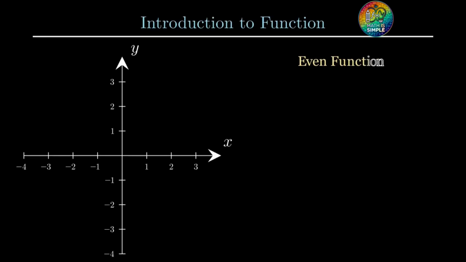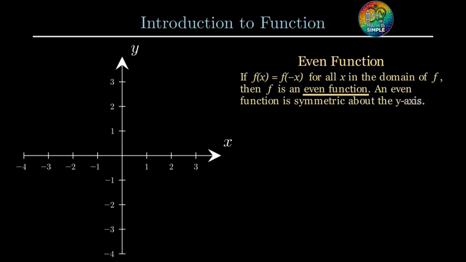Let's explore even functions. Mathematically, a function is considered even if substituting a negative input gives you the exact same output as the positive input, meaning f of negative x equals f of x for all x. Graphically, this means the function is perfectly symmetric about the y-axis. It looks like a mirror image across the center line.